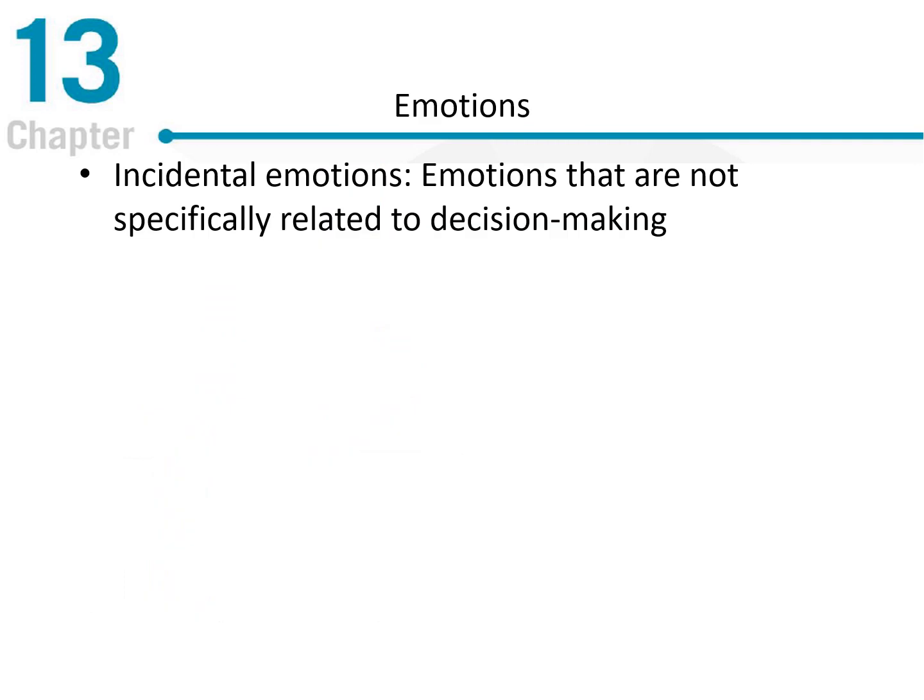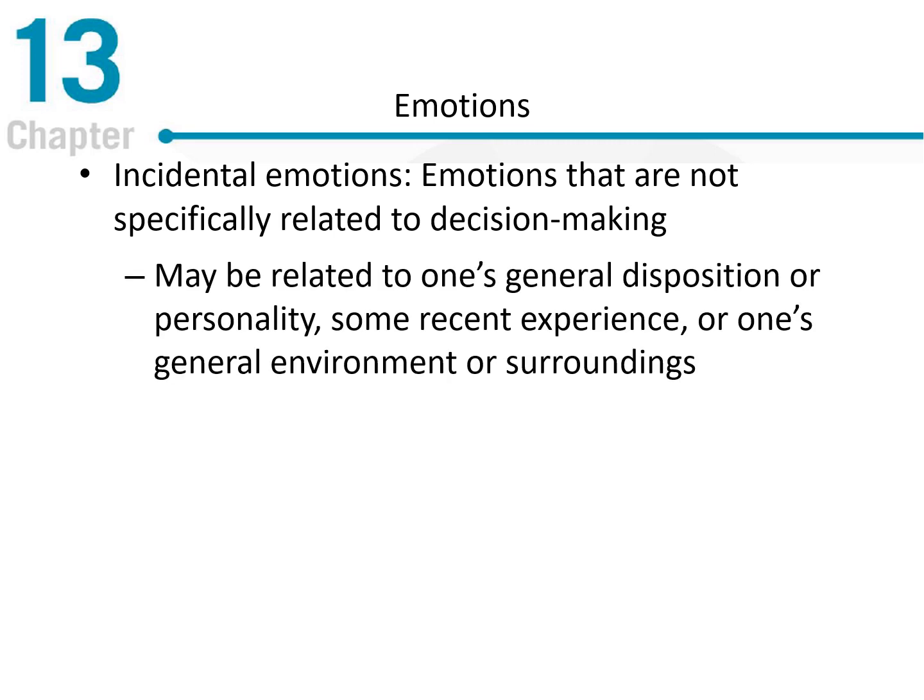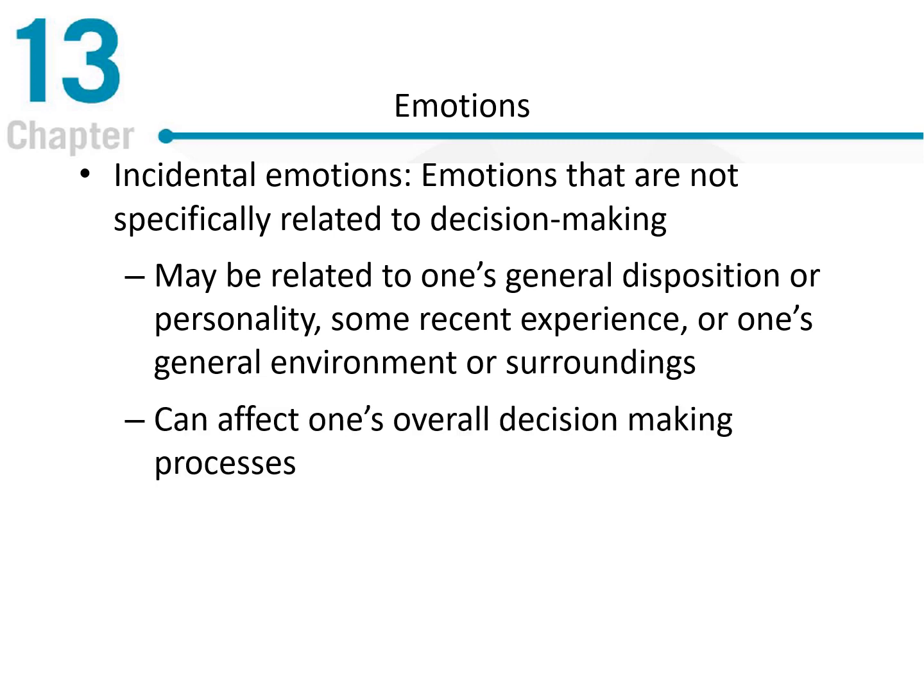Now, there are things like incidental emotions that occur. These are emotions that are not specifically related to decision making. These might be related to someone's general disposition or personality, just kind of how they are, or some recent experience they've had, or one's general environment or surroundings at the time of making the decision. All of these things can affect someone's overall decision-making process. So the thing to note here is that there are lots of different emotional factors that can really play a role in how someone makes a decision.